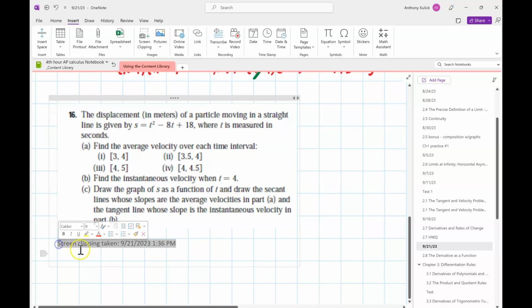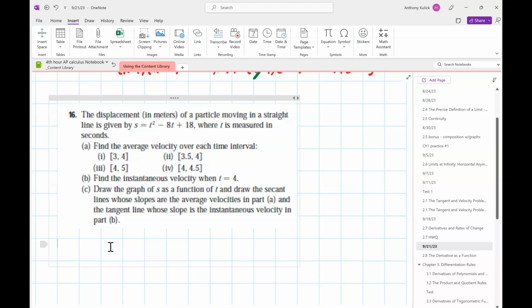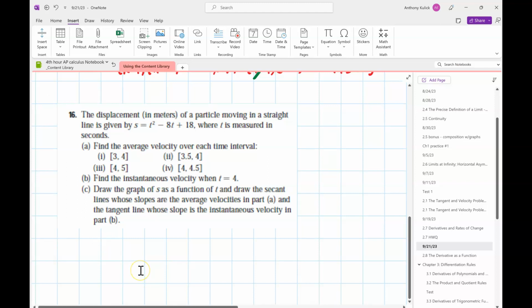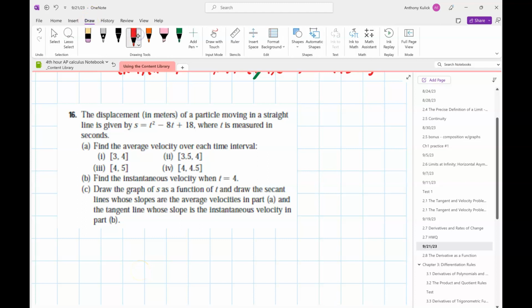Okay. The displacement in meters of a particle moving in a straight line is given by S equals yada yada yada, where t is measured in seconds. Find the average velocity over each time interval. As soon as I see an average velocity question, I'm giving this many intervals. I'm doing this stuff all on my calculator.